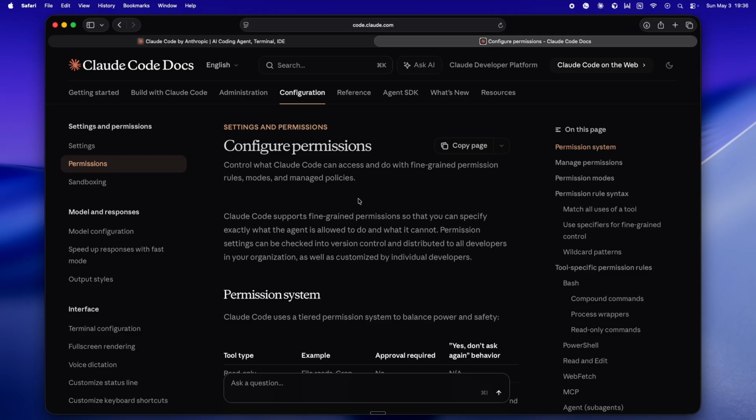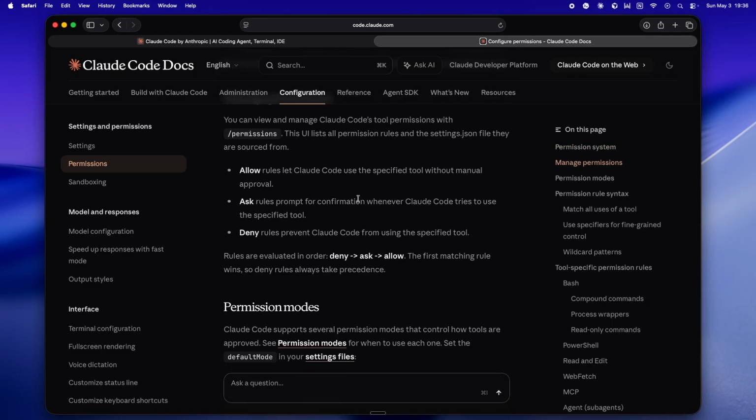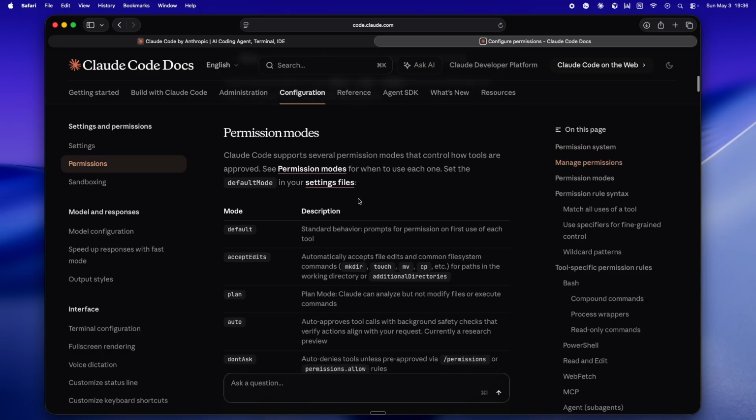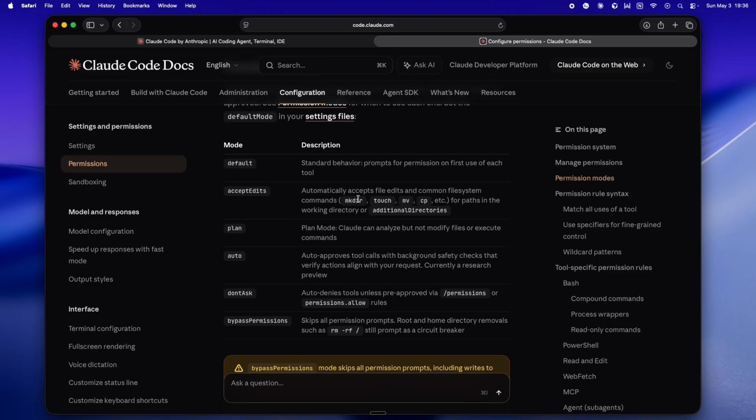The evaluation order is fixed, and this is the part that's doing the most work. Deny, then ask, then allow. First match wins, which means a deny rule anywhere in the stack stops the tool, full stop. An allow rule further down can't override it. A command line flag at launch can't override it. A managed deny rule shipped by an IT team on a corporate fleet can't be overridden at all. Deny wins is the closest thing to a hard rule in this whole system. Build around it, not against it.